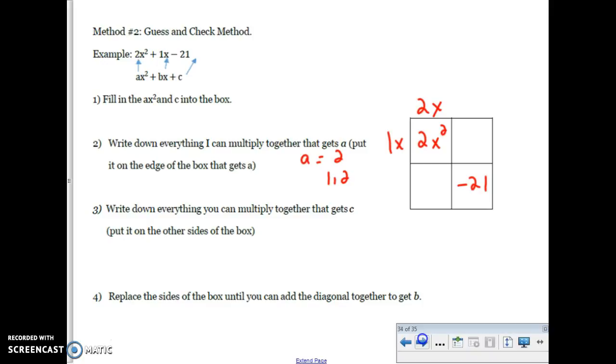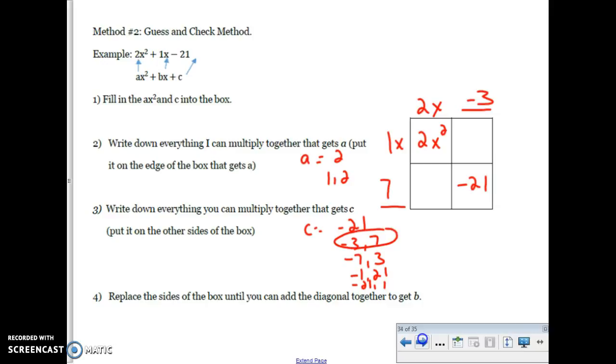Now, I want to figure out everything that gets me c. In this case, c is negative 21. So what gets me negative 21 is negative 3 and 7, negative 7 and 3, negative 1 and 21, negative 21 and 1. Those are all the things that get me negative 21. What gets me c goes into these sides right here. So let's say hypothetically that I put a 7 here and a negative 3 here.